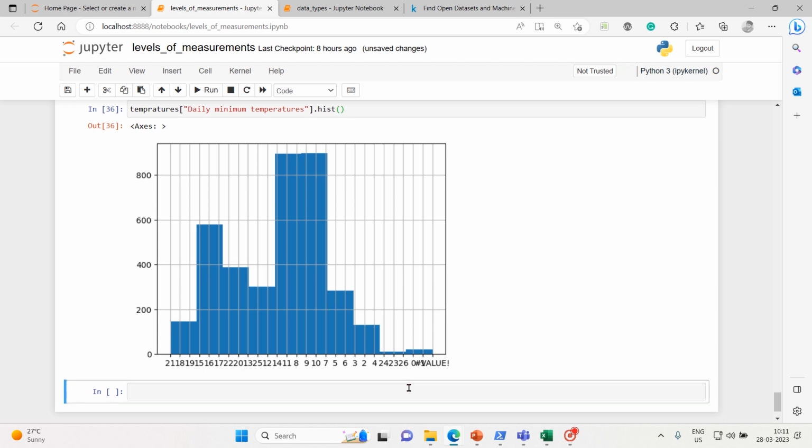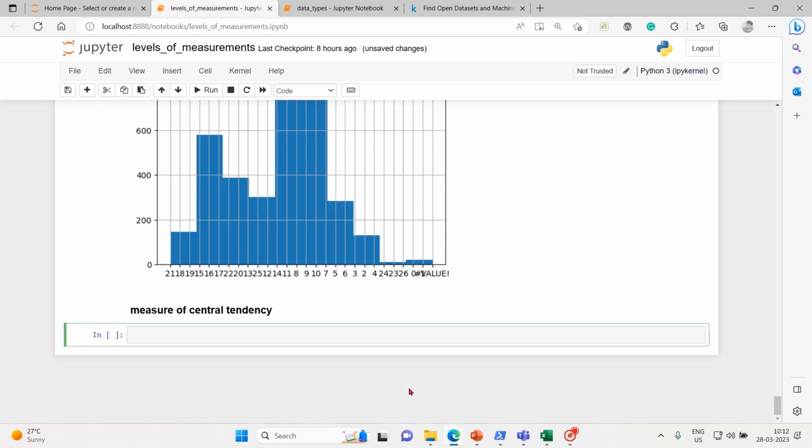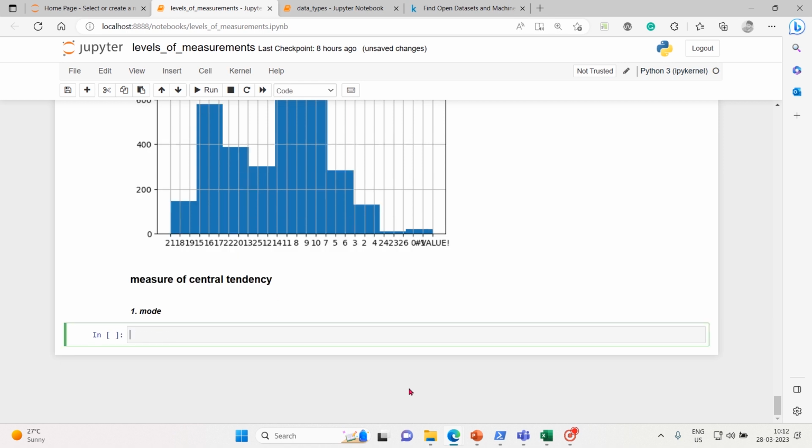The measure of central tendency, and the first one is, as usual, the mode. Okay, so let me paste the same code, let me remove this, let me get the mode. The mode returns the mode of each column of a data frame, or of a series if you directly give it to the pandas data frame.